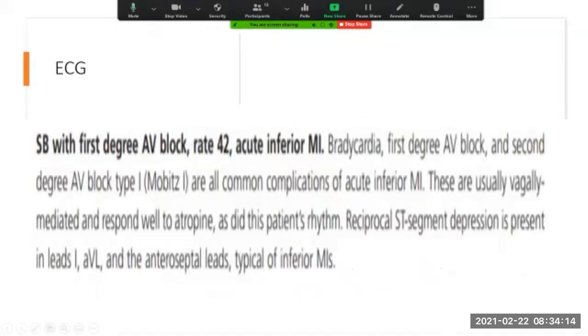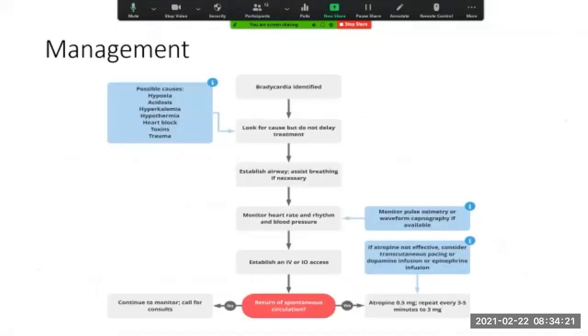So I just wanted to show you guys a few things about bradycardias now, just so that you can learn about it. So there's some videos, and there's an algorithm, all right? So this is the ACLS algorithm. So let's go through it with our patient, right? So we identified a bradycardia. We must look for a cause, but we don't delay treatment, right? We establish an airway, we monitor heart rate, we establish IV access, okay? These are the possible causes, okay?